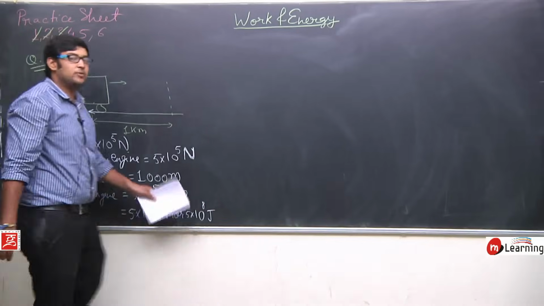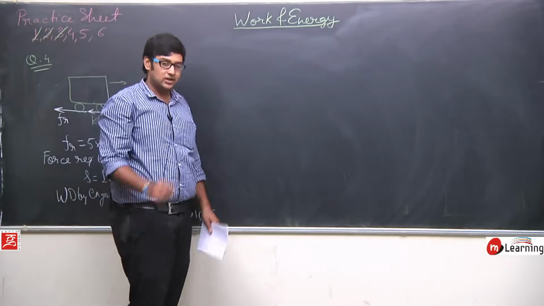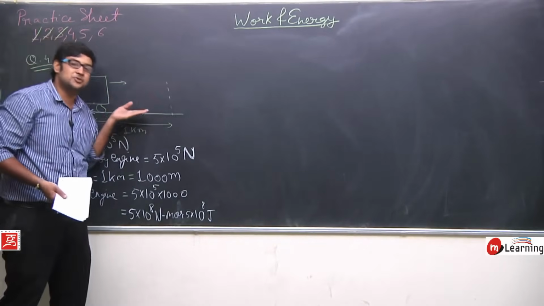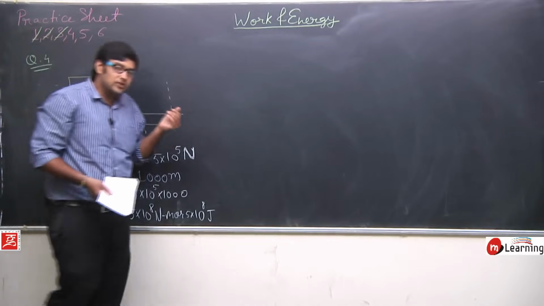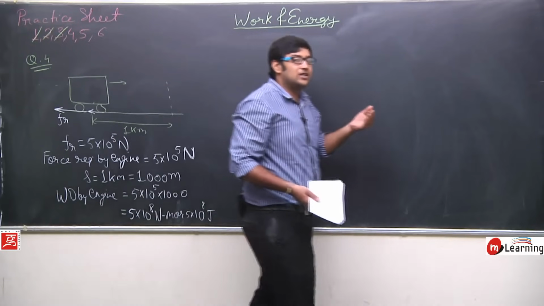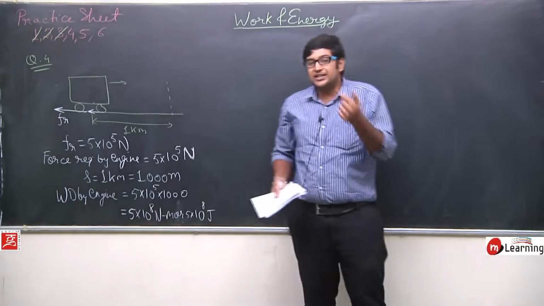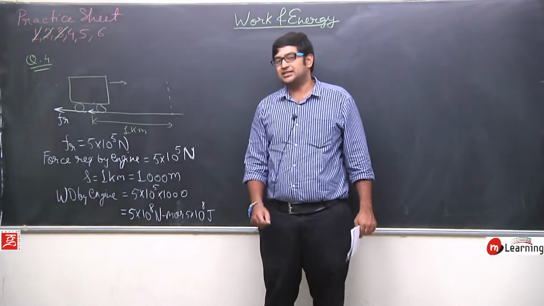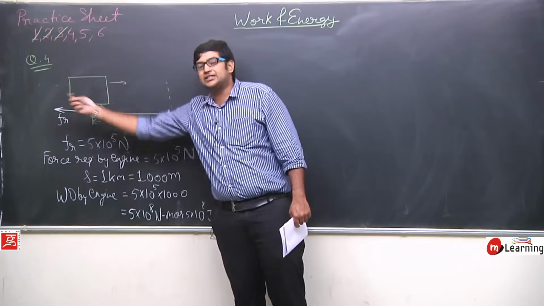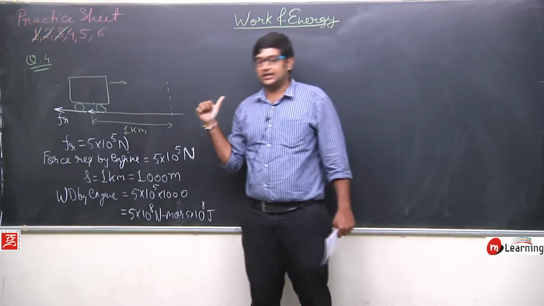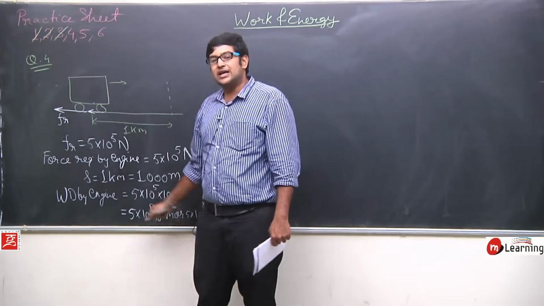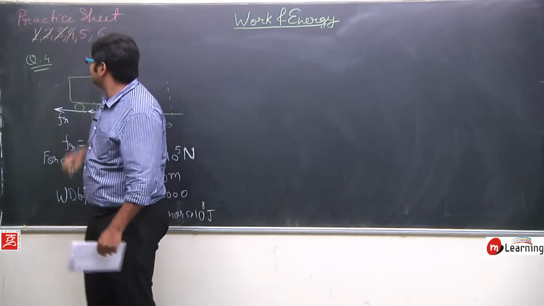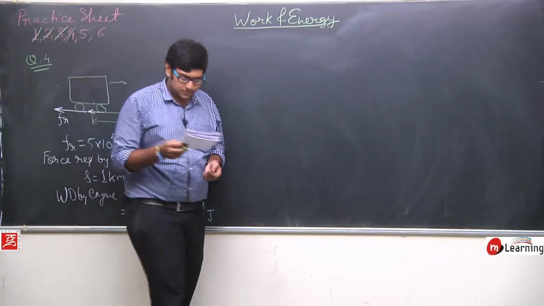Now this would be a positive work done. The reason is that the force the engine applies is in this direction and the displacement is also in this direction. If the question was to calculate the work done by the friction, our answer would be the negative of this answer, because friction is in that direction and the displacement is in this direction. But right now the answer is 5 into 10 to the power 8 newton meter or joules. So this completes the fourth question.